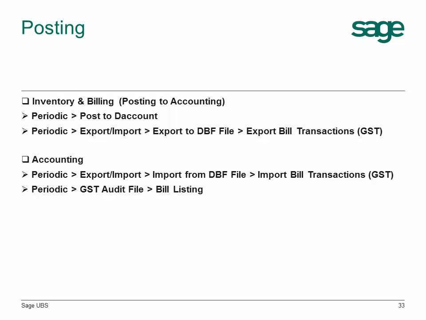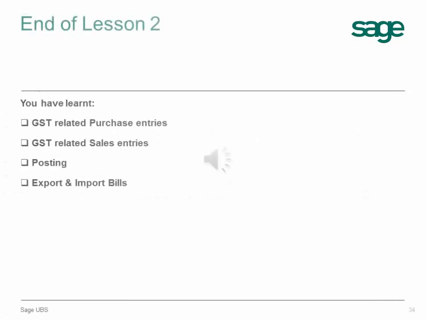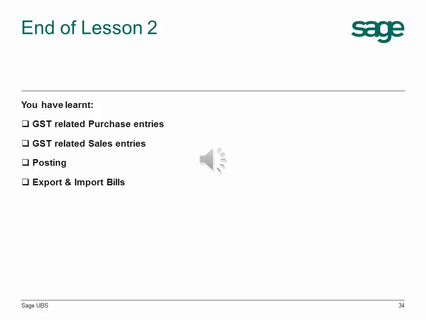All posted bills need to be imported into the accounting system for generation of GAF purposes. We have now completed lesson 2. In this lesson, you have learned about the important GST areas in purchase entries, important GST areas in sales entries, and the importance of posting and export-import of bills.